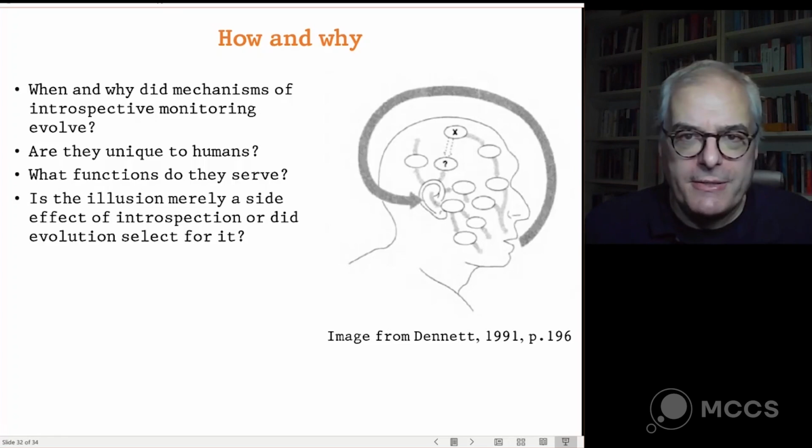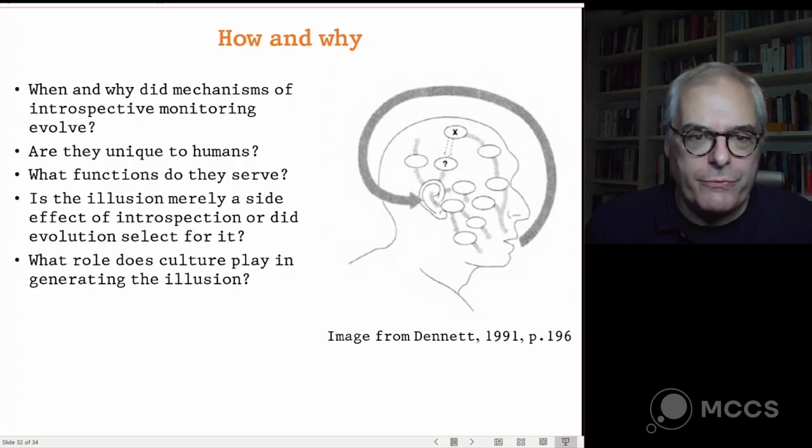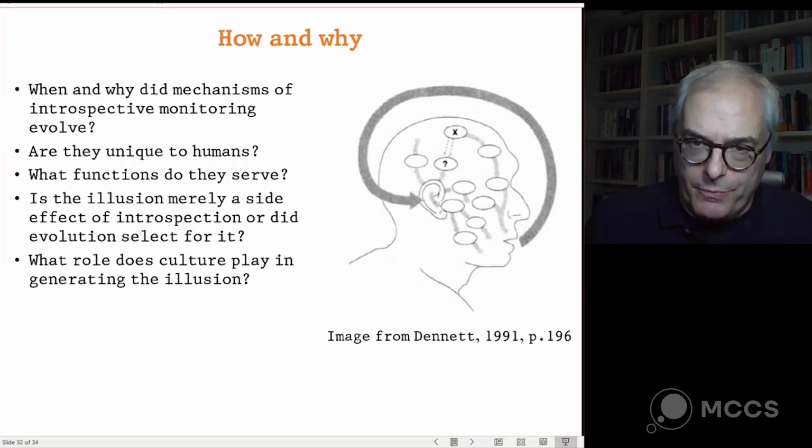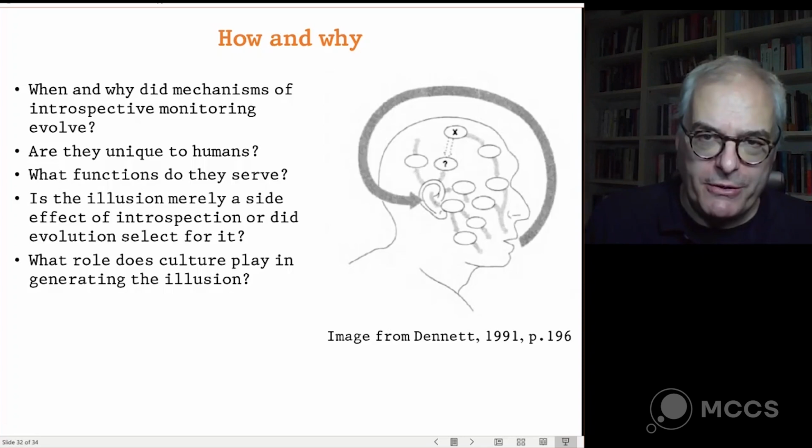Here's another question. What role does culture play in generating the illusion? The introspective mechanisms themselves operate at a subpersonal level. Perhaps culture doesn't have much effect on those. But the judgments that we form in the light of introspection, how we interpret the information that our introspective model supplies us with, culture could shape that. And it may be that people from different cultures have conceptualized their inner lives differently.